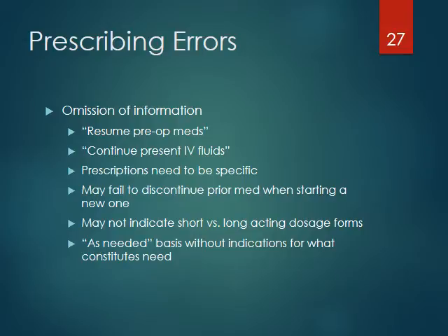Also, incorrect orders may not indicate short versus long-acting dosage forms. That can be really problematic, especially if patients are not getting therapy for the appropriate amount of time. If the medication wears off too early, that's a problem when you meant to have the long-acting form on board. And then there are as-needed, or PRN, orders without indications for what constitutes a need. I can just say ibuprofen as needed, but for what?